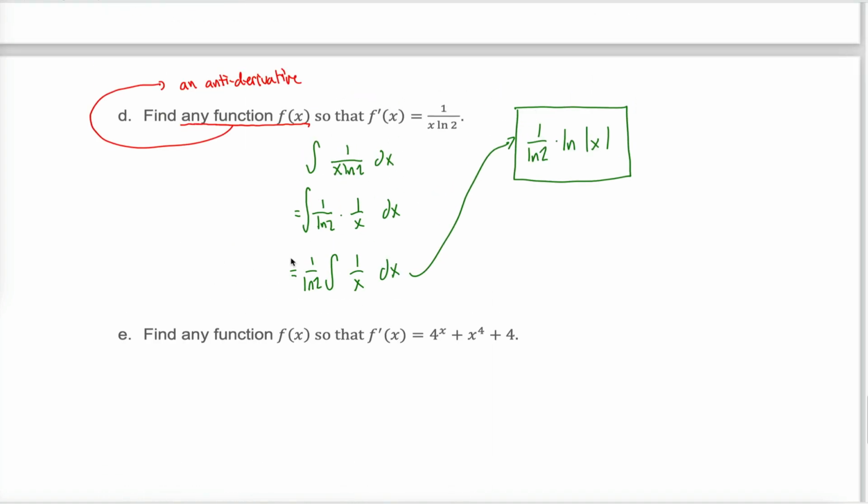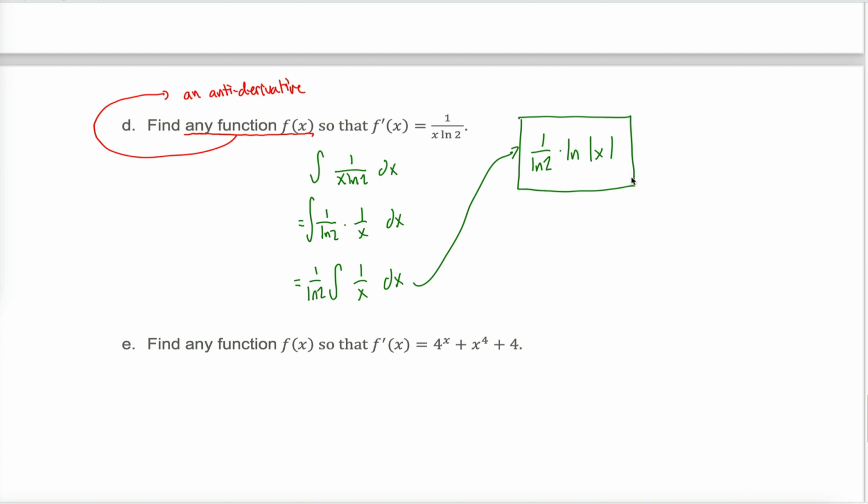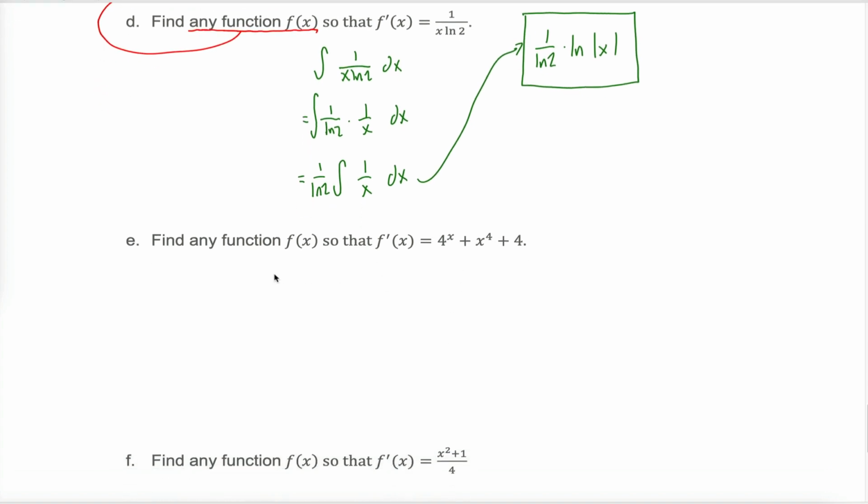Find any function again, so I'm looking for an antiderivative, meaning I don't have to tack on the plus c, so that the derivative of that function is 4 to the x power plus x to the 4th power plus 4. Bunch of 4's in here just to kind of be confusing, I suppose. What I'm trying to do is take the antiderivative of 4 to the x plus x to the 4th plus 4. How would I do that?